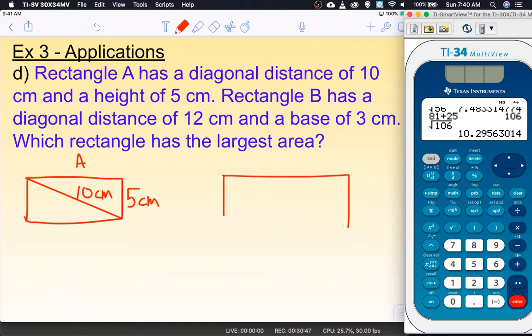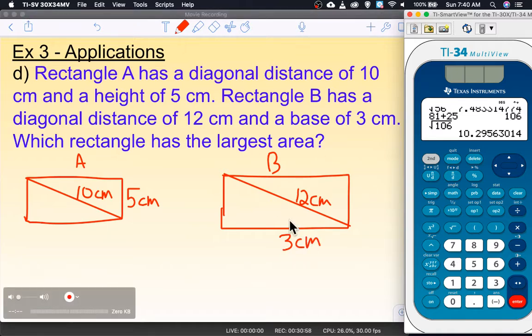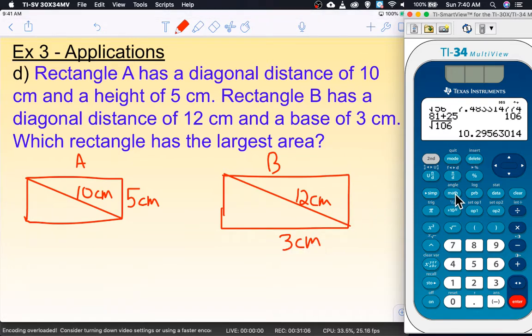Rectangle B has a diagonal distance of 12 centimeters and a base of 3 centimeters. Clearly my rectangle's not drawn to scale because if this is 3, I'm pretty sure this can be something bigger, but whatever, it's all fine. Which rectangle has the largest area?